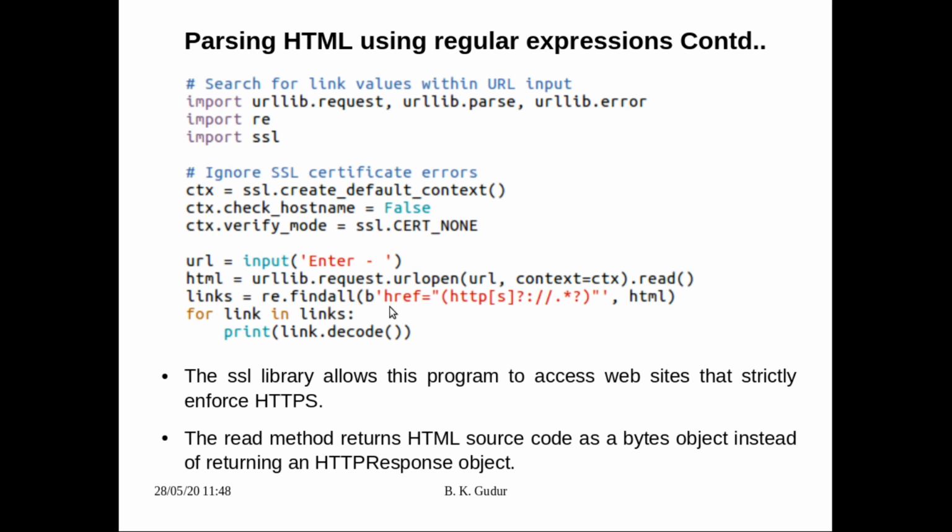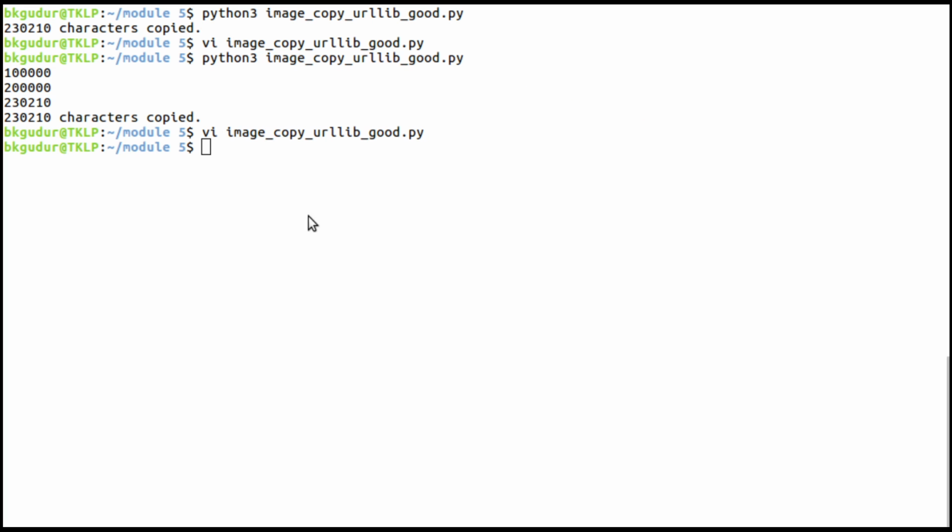We will look for such an expression, but out of that we will extract only the part from http to the website name. For all the links, such links will be extracted and every link will be decoded and printed. Before I proceed further, let me execute this program and show it to you.